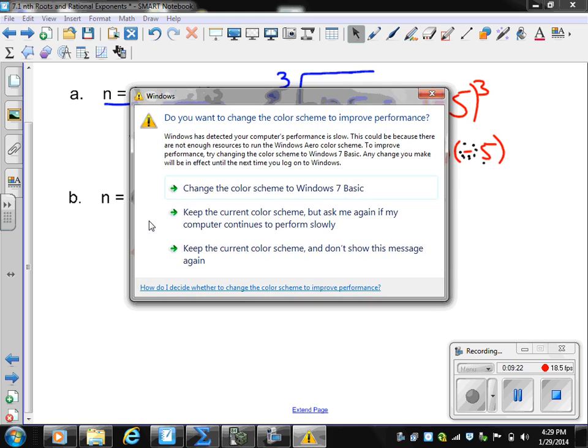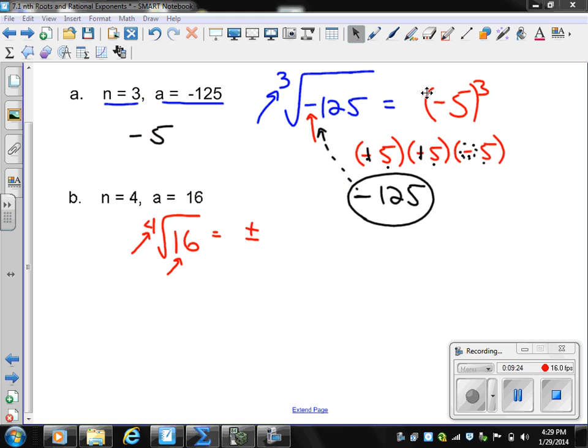Well, hopefully you come across the idea that 2 times itself 4 times, or 2 times 2 times 2 times 2, is going to be 16. Likewise, negative 2 times negative 2 times negative 2 times negative 2 is going to give us positive 16 as well. So I'm getting 2 real fourth roots of 16.